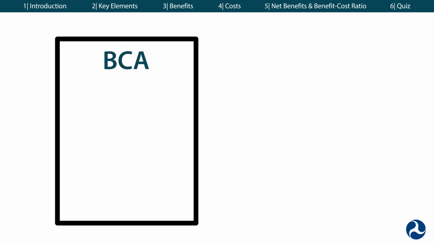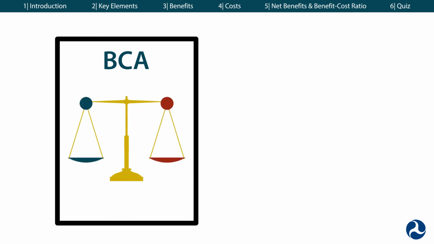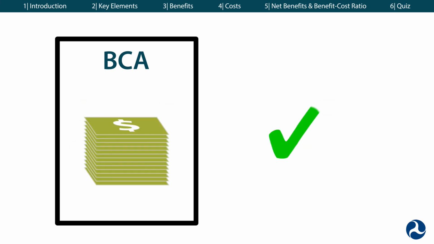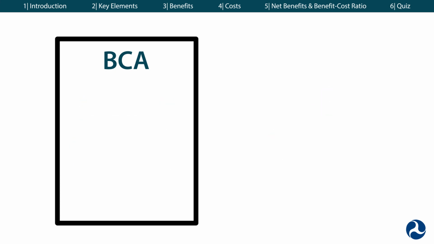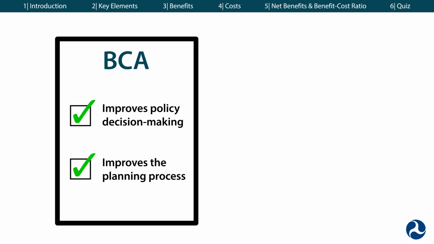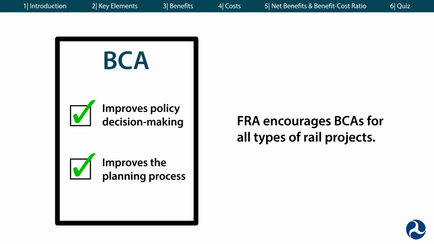By completing a thorough benefit cost analysis, you will be able to clearly communicate to FRA the benefits your project will afford the users of your rail system and society at large. You'll also be able to monetize the costs involved. Estimating net benefits of your project improves policy decision-making and the planning process by clearly expressing the outcomes of proposed projects. FRA encourages BCAs for all types of rail projects.